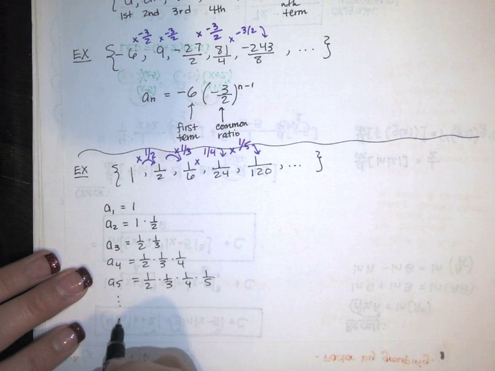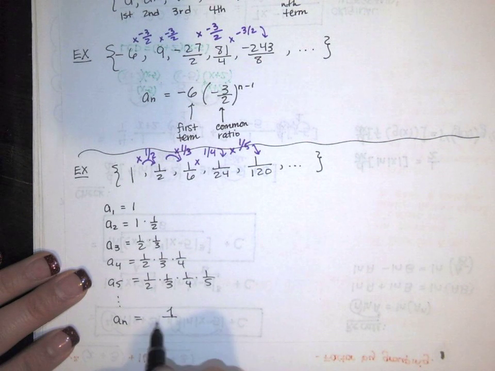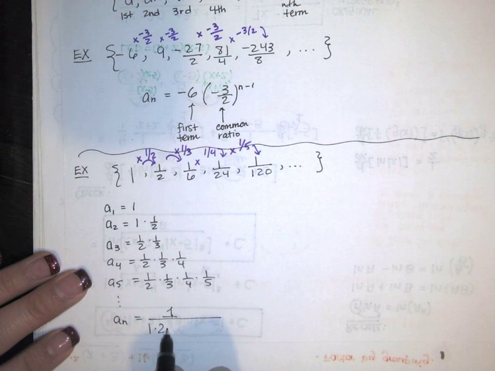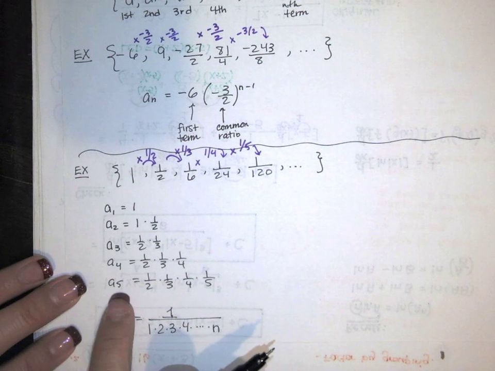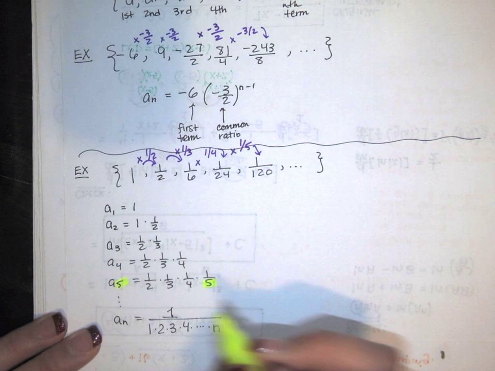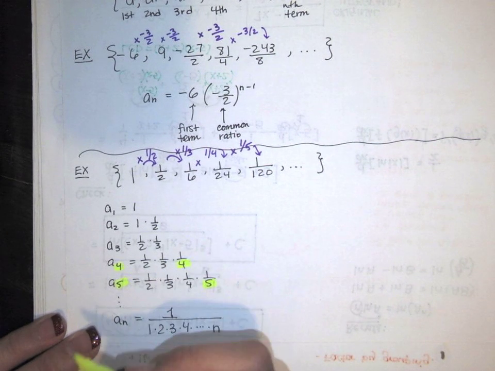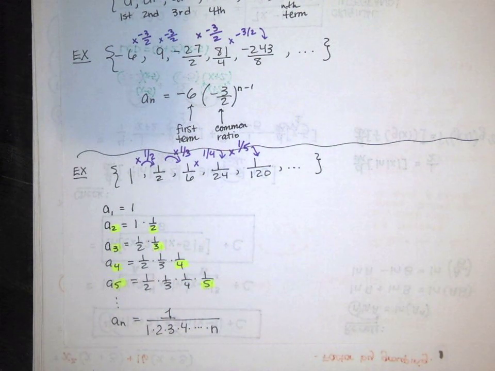For the nth term, the numerator is just a 1, and the denominator is 1 times 2 times 3 times 4, all the way up to n. Because when that was 5, the last denominator was a 5. And when that was a 4, the last denominator was a 4. And that's a 3, the last denominator is a 3. And that's a 2, that's a 2, and so on.